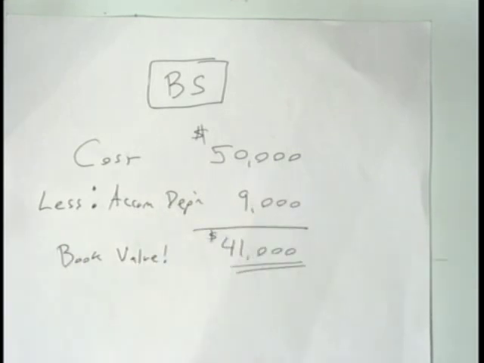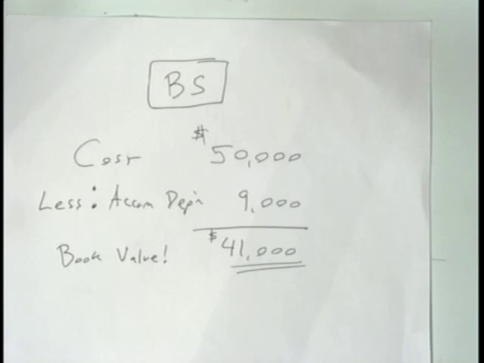The book value of the asset. Okay? So what does book value equal? Cost minus accumulated depreciation. What is the book value of an asset? Say it all together. Cost less accumulated depreciation. Cost minus accumulated depreciation is the book value of an asset.